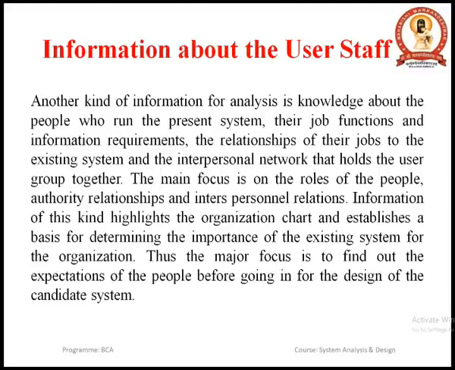The main focus is on the roles of the people, authority relationship and interpersonal relationship, how they are connected, how they are behaving or how they have relationship with each other among the staff members in the organization. Information of this kind highlights the organization chart and establishes a basis for determining the importance of the existing system for the organization. By studying all the things like authority relationship and interpersonal relationship of the staff, we can find the importance of the existing system for the organization.